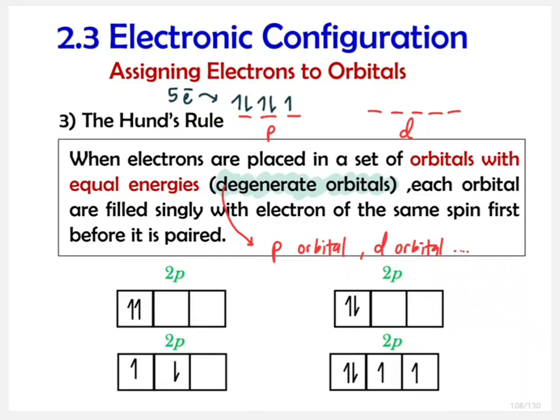Same goes to the d orbital. Let's say I want to fill in 7 electrons into d orbital. So 1, 2, 3, 4, 5, singly, same spin first. Sekarang dah ada 5, 6, 7. So that's the correct way to fill in electrons into the orbital by using the Hund's rule.